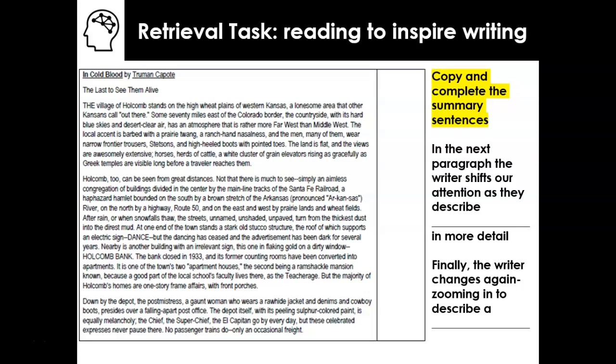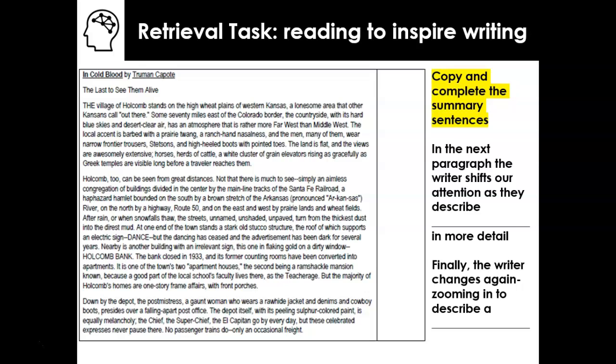So if you want to stay with me, I'm just going to read to you paragraph 2 and 3. As I read, think, well, in paragraph 2, the next paragraph, what does the writer shift our attention to? What are they describing? So it's changing from a panoramic description of the landscape to something else. What is it? And then finally, the writer changes focus again, zooming in to describe what. So what's being described in the third and final paragraph.